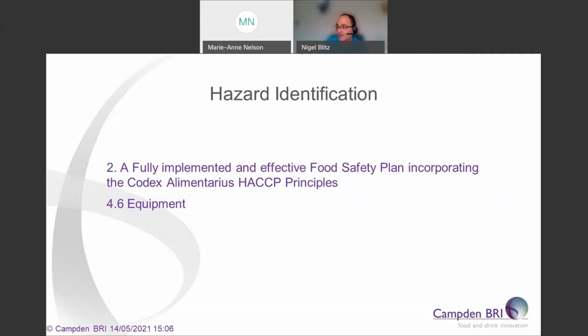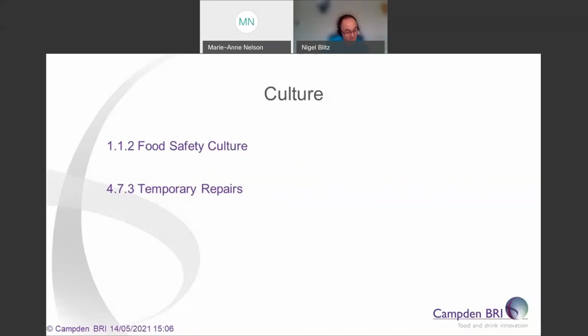So hygienic design isn't just something we've got to do. It's something that you must do. It's very big within food. And the fifth one is culture. But how do you instill culture into an organization? 1.1.2 states that a proactive, positive culture within the company can make all the difference in the effectiveness of the food safety and quality plan and its consistent implementation throughout the site.